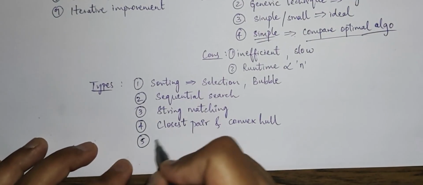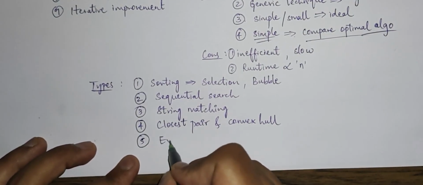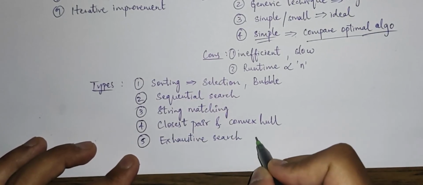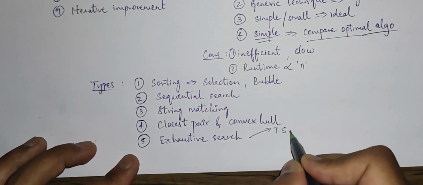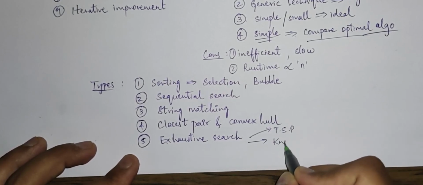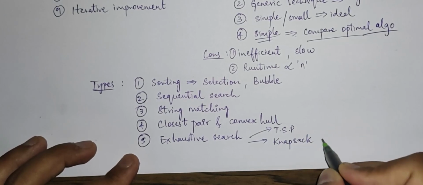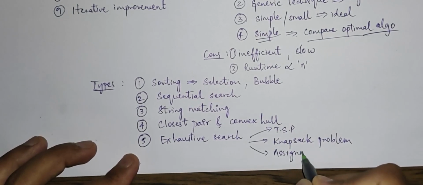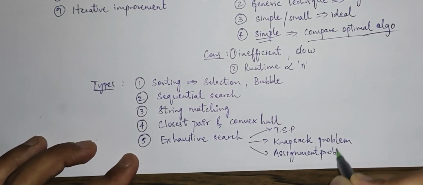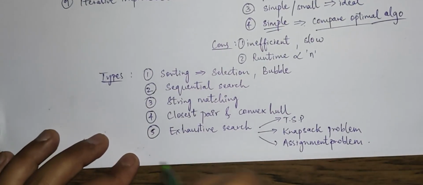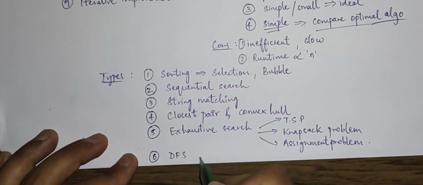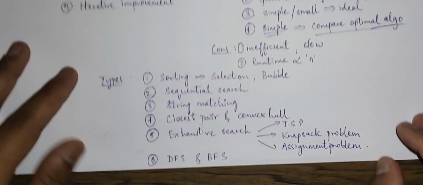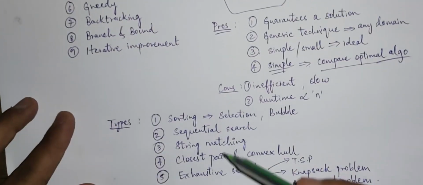Apart from this, we also have exhaustive search problems. Here we have examples like the traveling salesman problem, then the knapsack problem, and then the assignment problem. All these we'll see in the upcoming videos. These are some of the examples which can be solved using the brute force technique. And then we also have depth first search and breadth first search. We'll be going through all these in the upcoming videos and see how the brute force technique helps to solve all these kinds of problems.